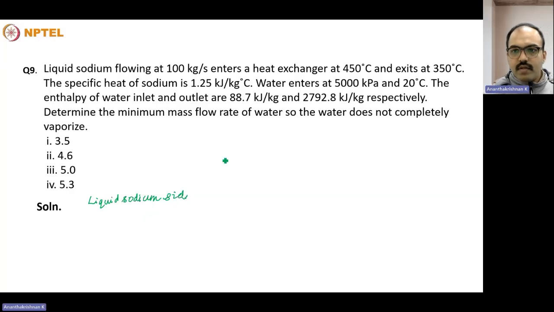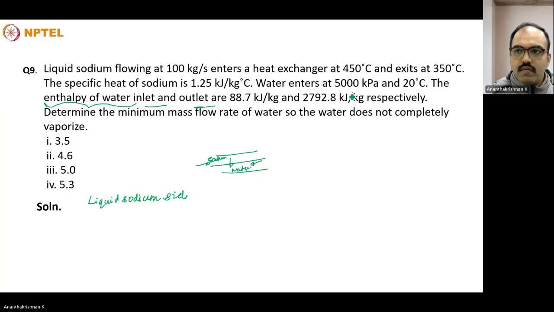The heat transferred from the liquid sodium side will be completely taken by the water. If it shouldn't evaporate, the question gives the enthalpy of water at inlet and outlet. Water enters at 5,000 kilopascal and 20 degrees Celsius, and the outlet enthalpy is given as 2798 kilojoule per kilogram. So we know the heat that will be taken by the water.